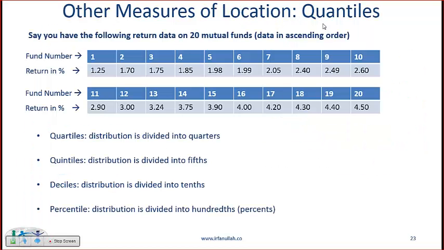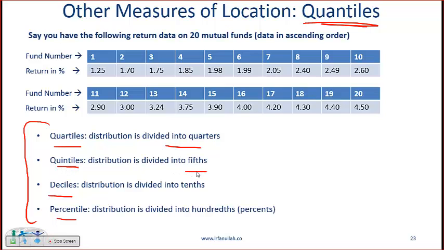Other measures of location. So a general term here is quantiles, and then there are different types of quantiles. These are the terms that you need to remember. When we say quartiles, then we are dividing our distribution into 4 parts. Quintiles means dividing into 5 parts, deciles into 10 parts, percentile means you divide into 100 parts.